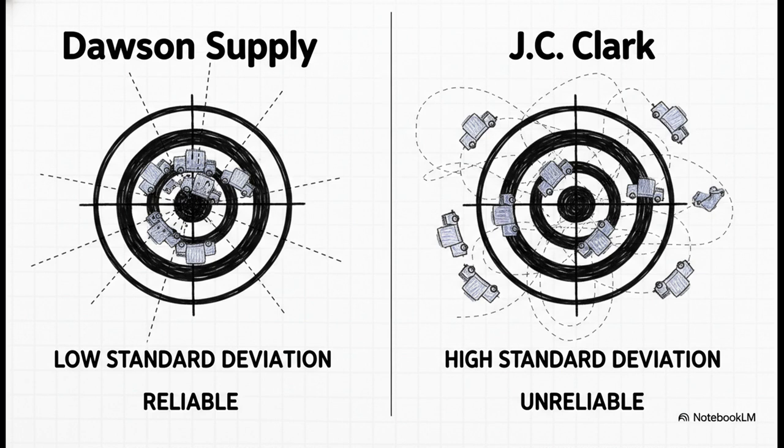They're predictable. J.C. Clark, on the other hand, man, they are all over the place. Sometimes early, sometimes really late. They're totally unreliable. And in business, predictability is everything. You'd pick Dawson every single time.